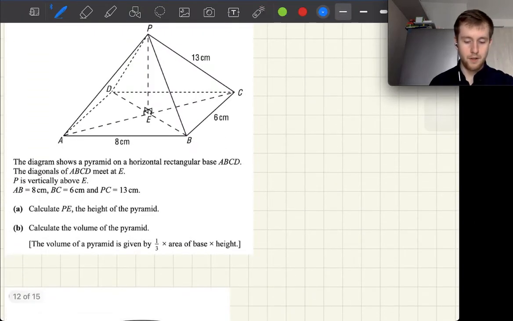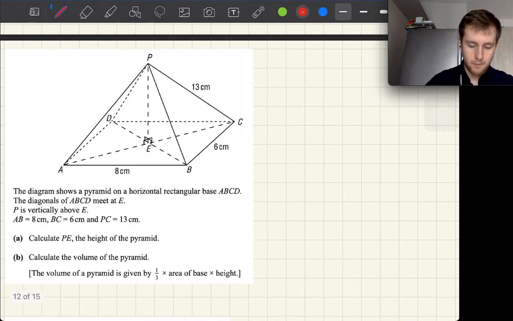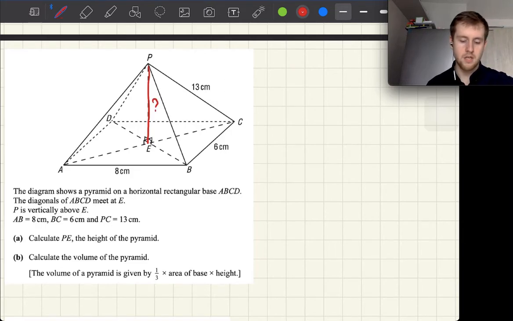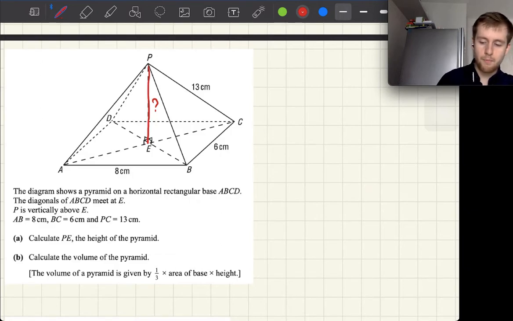So first of all, we have to find PE, the height of the pyramid. I'm going to mark it like this. This is what we are looking for. We are looking for PE. All right. Okay, so this is a rectangular pyramid. To find PE, we can find it by using Pythagoras theorem and by using this rectangle.